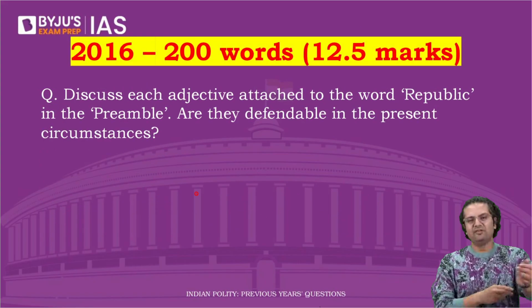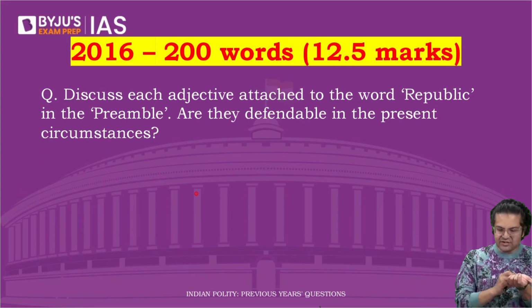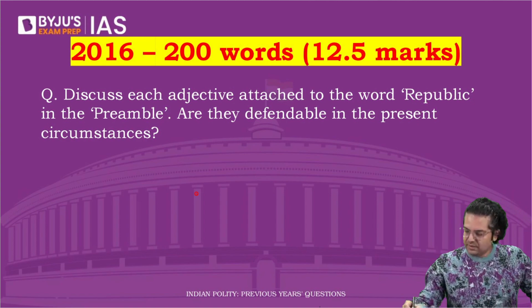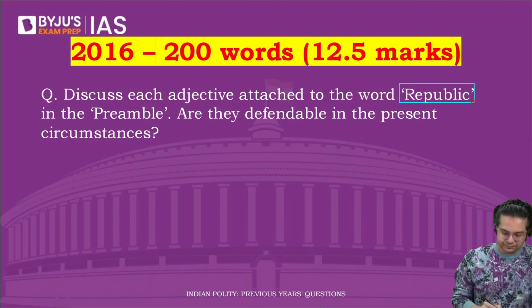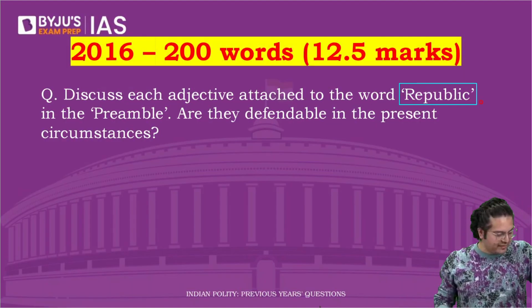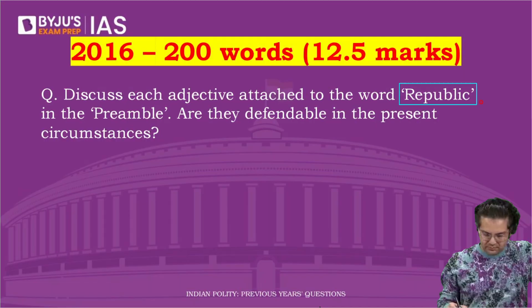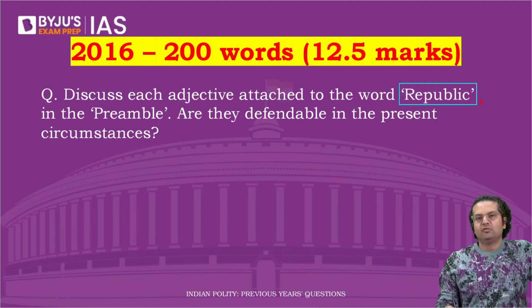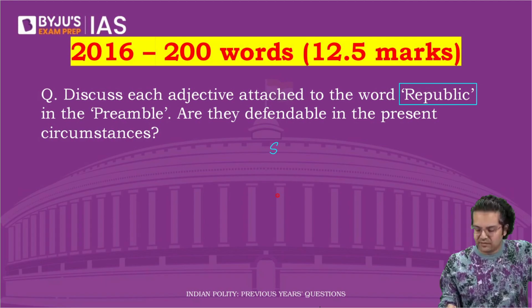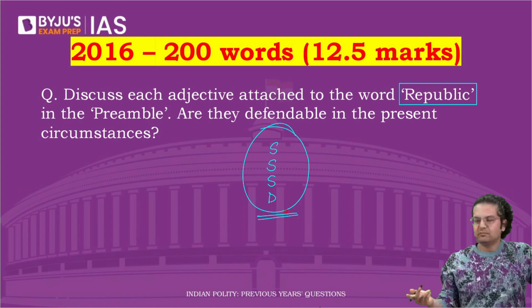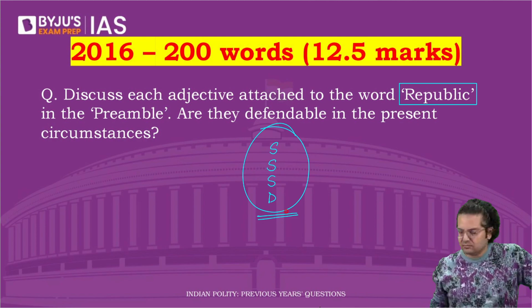Look at this question asked in 2016, very easy one. Discuss each adjective attached to the word republic in the preamble. Are they defendable in the present circumstances? So what are the words attached to the word republic? Sovereign, socialist, secular, democratic. And explain them, give examples. Simple, straightforward. Right? Easy question to write.